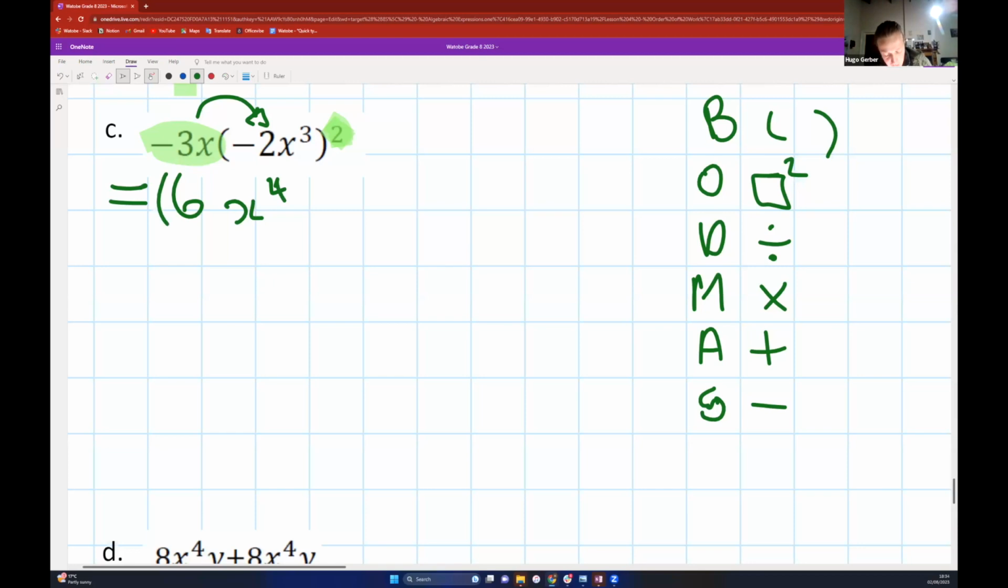So the bracket to the square means we have two brackets of the same thing. I'm just reminding everybody that. So it means we have negative 2x to the power 3 in a bracket, and again another bracket that is negative 2x to the power 3. Let me erase. Thank you, teacher Linda. I was not lying when I said I'm new to grade 8 with all of you tonight. Okay, we're going to say equal.